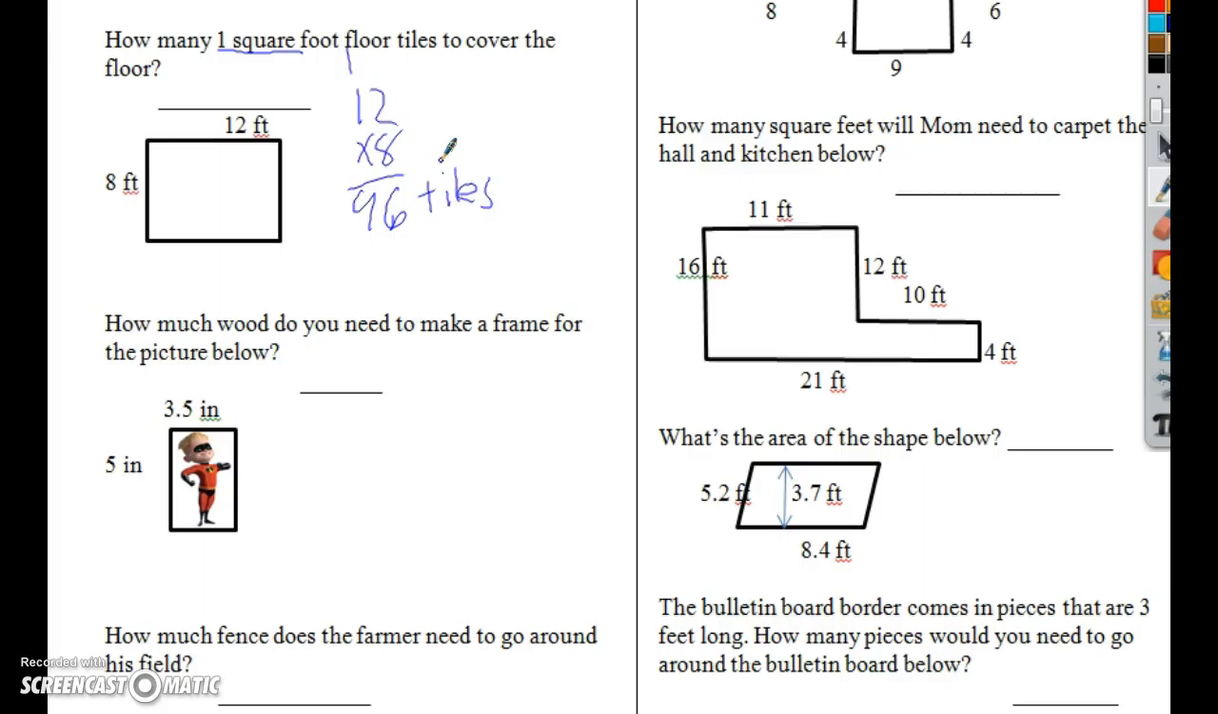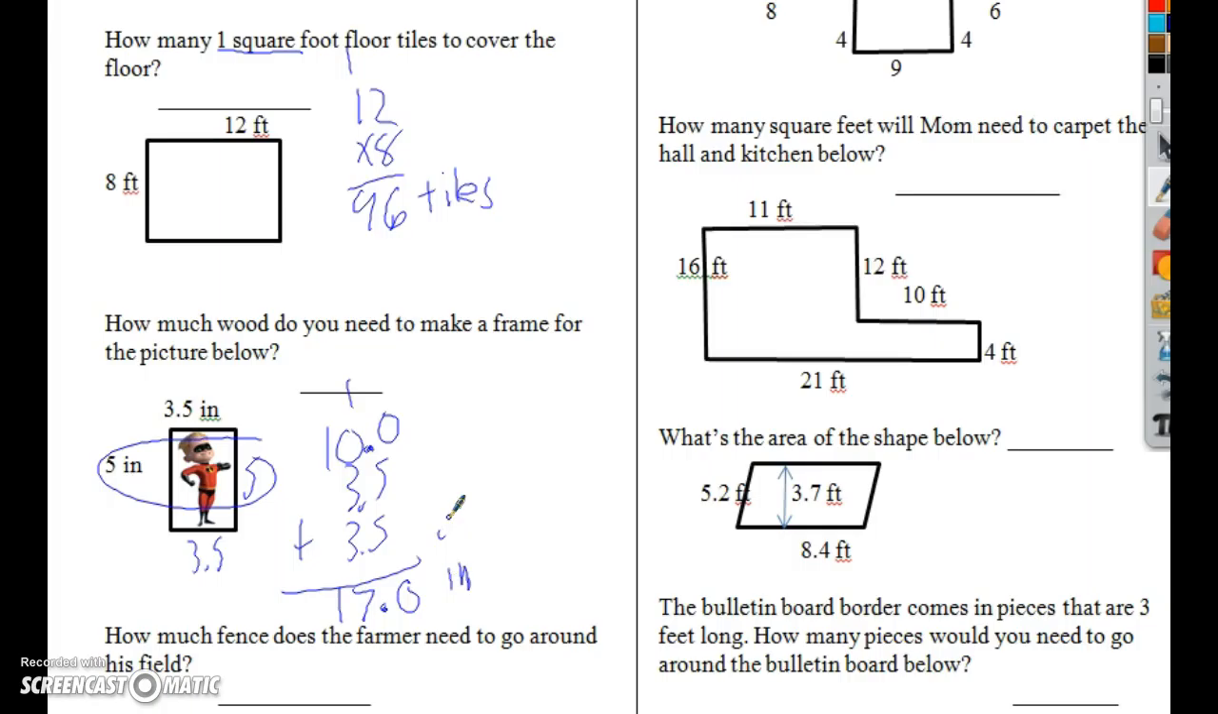How much wood do you need to make a frame for the picture below? Well, picture frames go on the outside of something. So again, this is a perimeter problem. 5 plus 5 is 10. 3.5 plus 3.5, I'm going to add that on twice. My 10, might as well go ahead and make it 10.0. So there's 10, carry my 1, 17. 17 inches to go around a 3.5 by 5 inch picture.